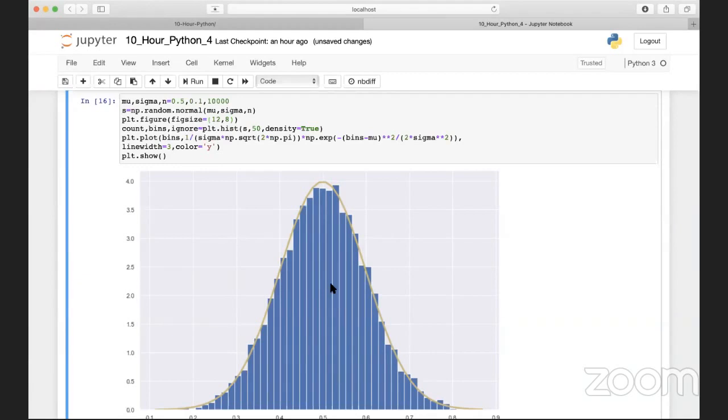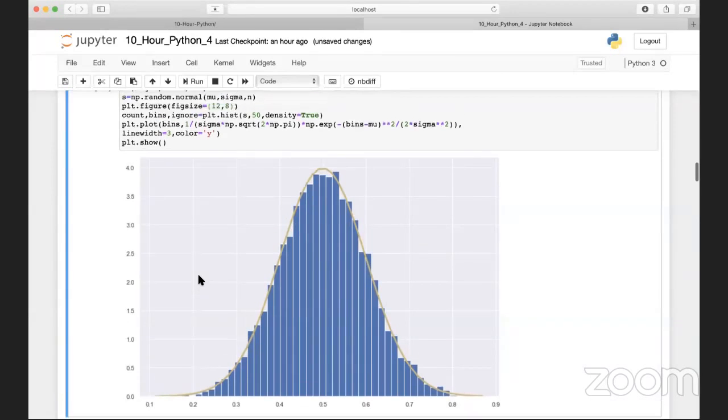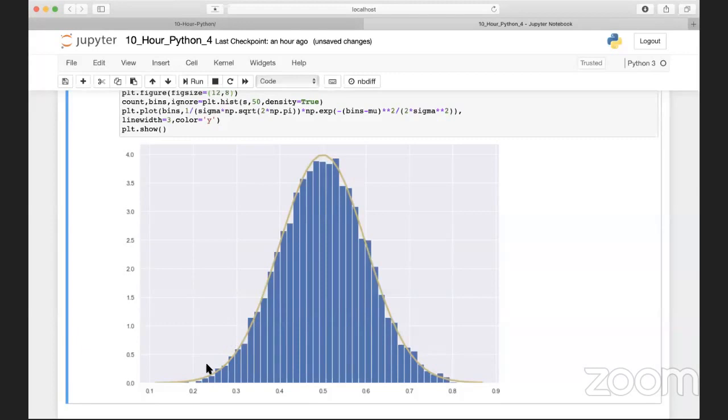Is MP random normal, MP rand n? Yeah, that's right, Emilio. That's the same thing. You can do that. Okay. All right. So this is how we can have histogram and probability density function in the same plot.